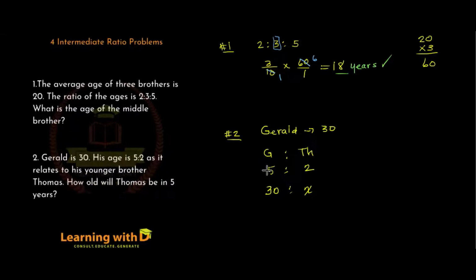And of course, from here, I do cross multiplication, and 5 times x is 5x. And 30 times 2 is going to be 60. So 5x is equal to 60. And so I divide both sides by 5, and I'm going to get 12. So it's 60 divided by 5. And so this then is the age for Thomas. All right, great. Let's try another one.